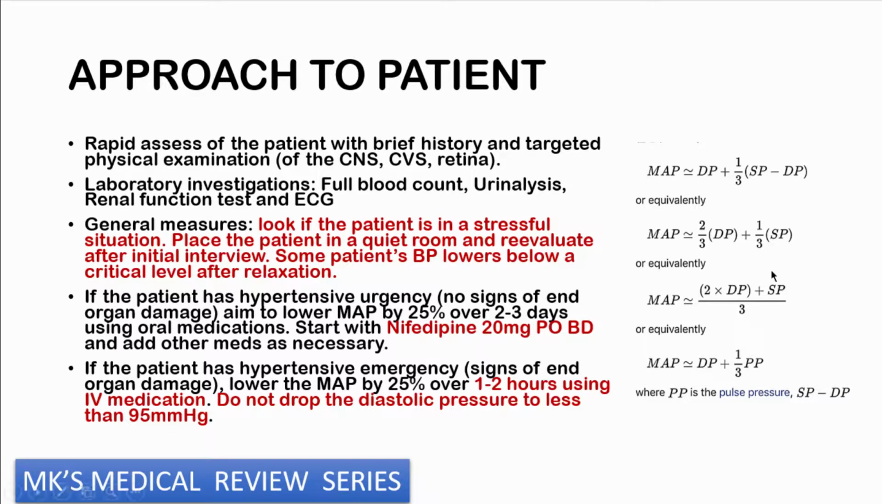You can calculate the mean arterial pressure by using one of these formulas: either diastolic pressure plus 1/3 of systolic pressure minus diastolic pressure, or 2/3 of diastolic pressure plus 1/3 of systolic pressure. This is one of the easy formulas to use. Or 2 multiplied by the diastolic pressure plus the systolic pressure, divided by 3. Or you can say the diastolic pressure plus 1/3 of the pulse pressure, where pulse pressure is the systolic pressure minus the diastolic pressure. So you can calculate this to know your normal mean arterial pressure. Comment in the comment box below to tell me what the normal mean arterial pressure is.